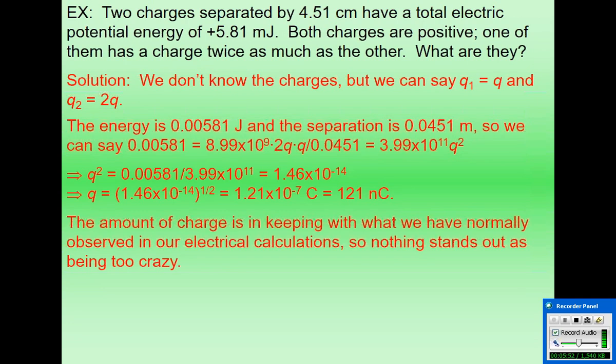And when we go through it, we get that Q is equal to 1.21 times 10 to the negative 7 coulombs, which is 121 nanocoulombs. A perfectly ordinary value of charge, so there's nothing in there that makes me think that there was some mistake in the math.